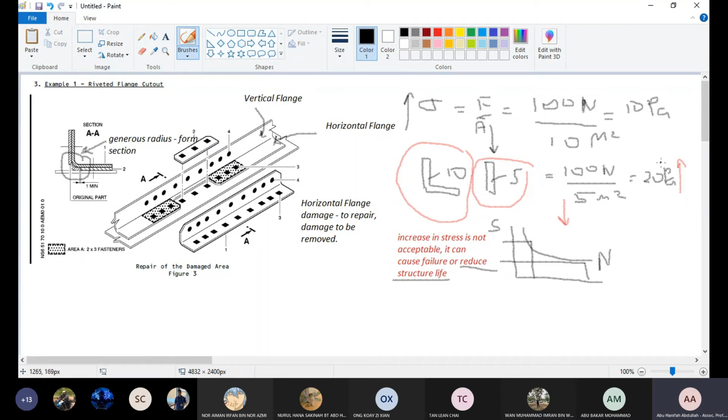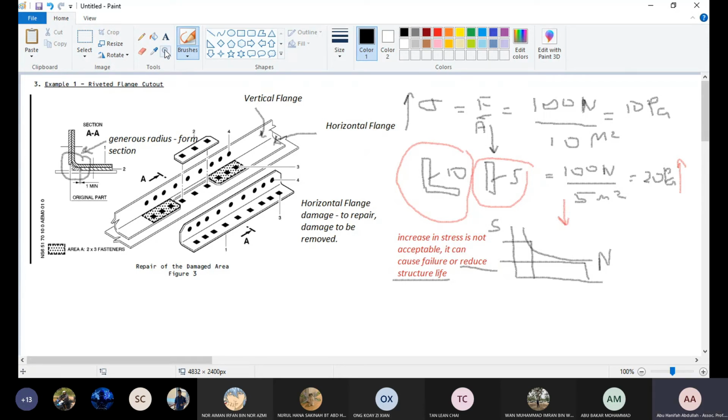Obviously, if the stress is very high, it will totally cut off the structure. It will make the structure fail. The structure will totally fail. So that is why we need to keep the stress low. How to keep the stress low? We have to put a doubler, or they call it splice plate. The splice plate will recover the loss.